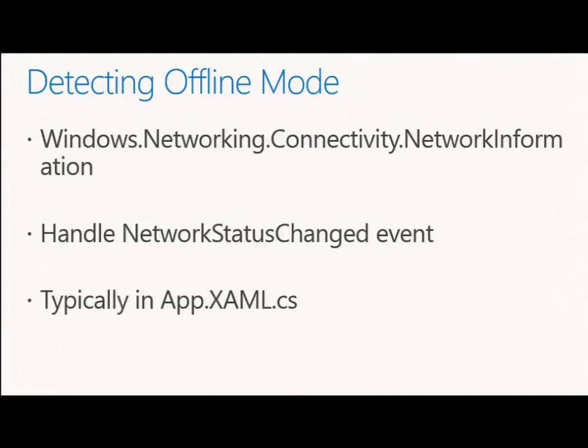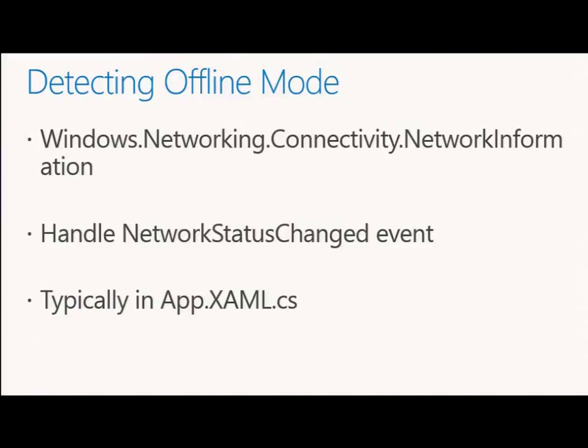So by handling that event, and this event is actually triggered every time your user goes online or offline, or actually changes the type of connection he has from Wi-Fi to 3G, etc. Then this network status changed event is triggered. So if you handle that somewhere in your app, a typical place would be app.xaml.cs, you can continue your application with code according to the network status or network connection you have.